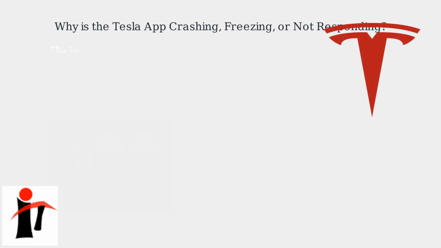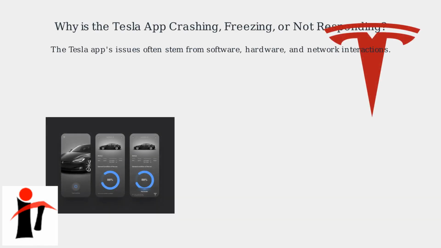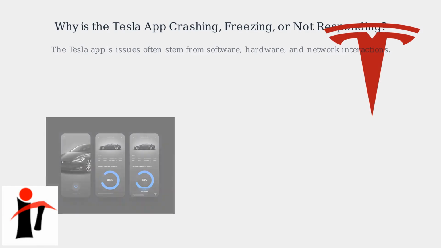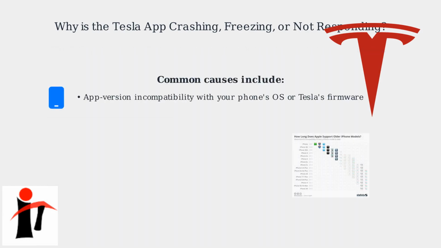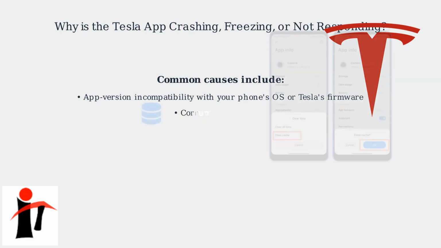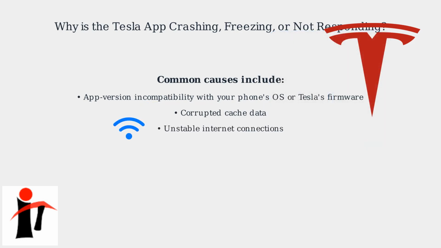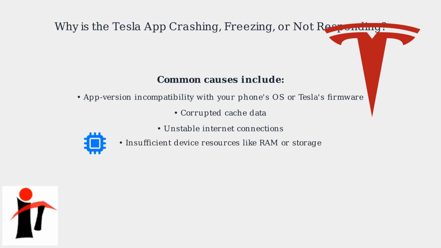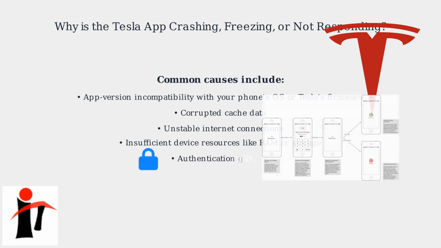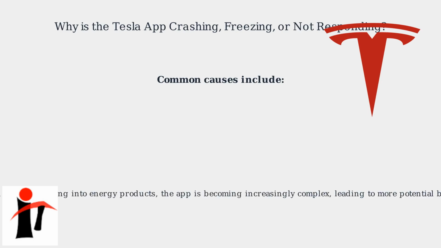The Tesla app's issues often stem from software, hardware, and network interactions. Common causes include app version incompatibility with your phone's OS or Tesla's firmware. Corrupted cache data can also cause problems. Unstable internet connections lead to freezing. Insufficient device resources like RAM or storage contribute to crashes. Authentication glitches can freeze the login process. With Tesla expanding into energy products, the app is becoming increasingly complex, leading to more potential bugs.